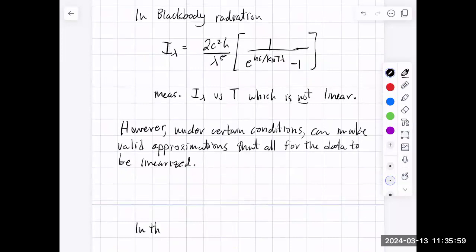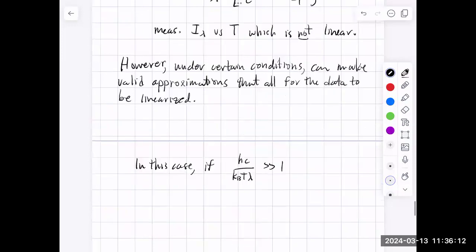So in this case, if hc over kBT lambda is much bigger than 1, then we can approximate e to the hc over kBT lambda minus 1 as e to the hc over lambda kBT. Okay, so we just got rid of the -1. For some reason, I switched the order of my variables, but I guess that doesn't matter.